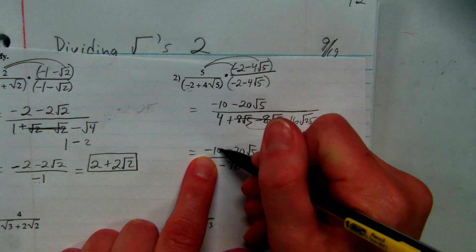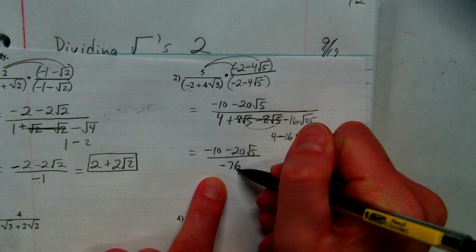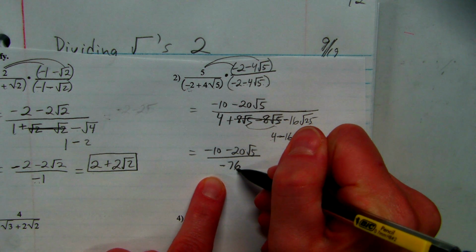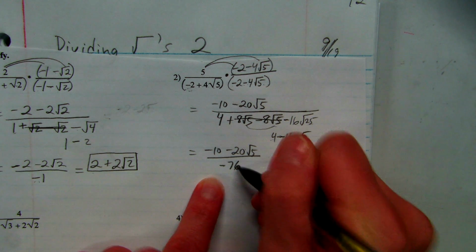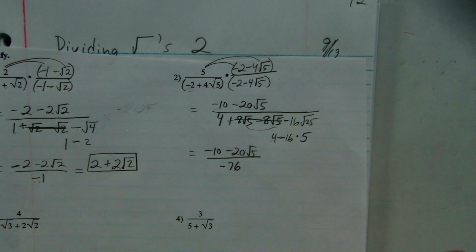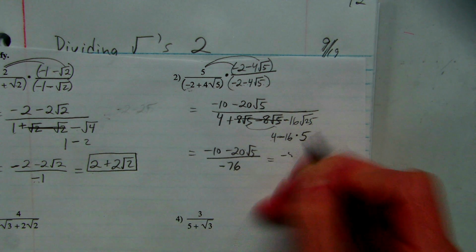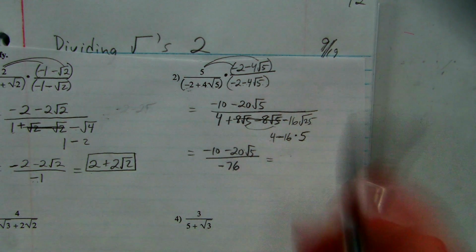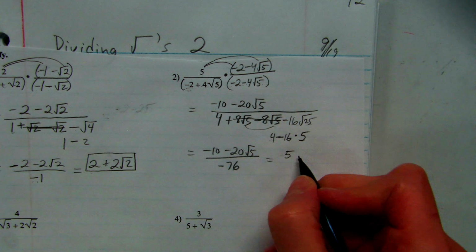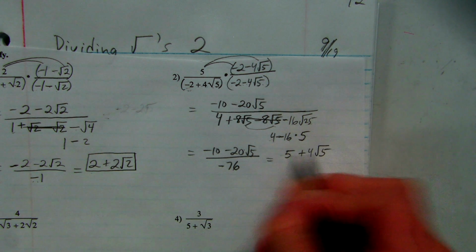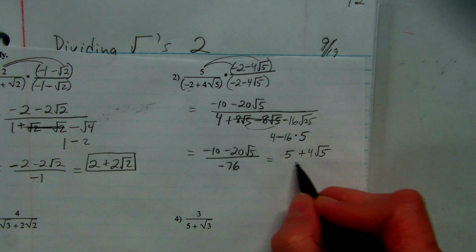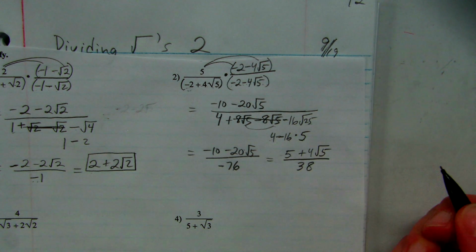So I've got negative 10, negative 20, negative 76. What can you divide all of those numbers by? Negative 2. So I'm going to divide all of those by negative 2. And we're going to get positive 5, because we're getting rid of the negative. So positive 5 plus 4 radical 5. The inside of the radical stays. And then this becomes 38.